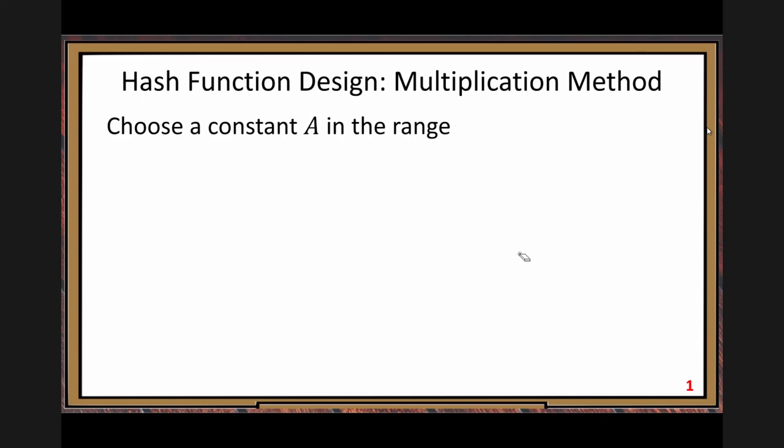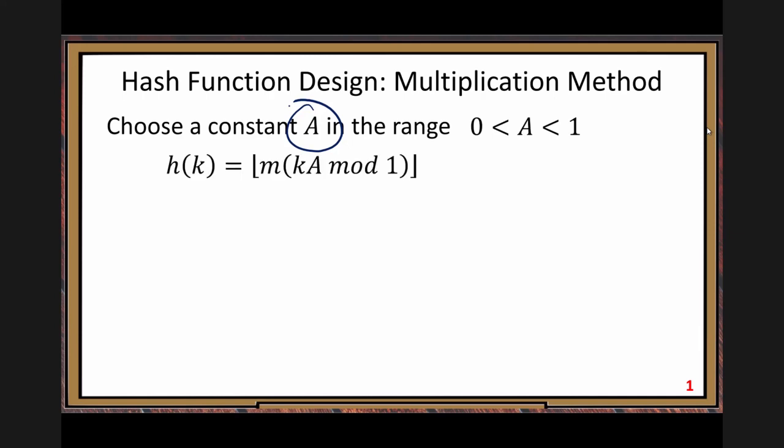First, we need to choose a special constant A in the range between 0 and 1. You will see we use this special A to help us break the patterns. You can imagine what kind of A can help us break the patterns. Then you have a hash key K. You multiply K by the constant A, so you get a larger number, right?